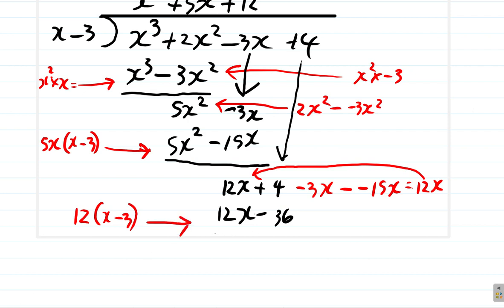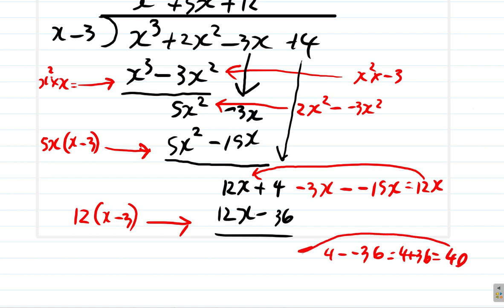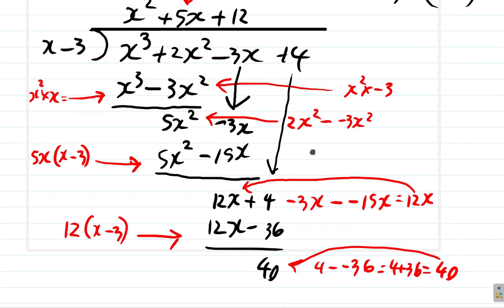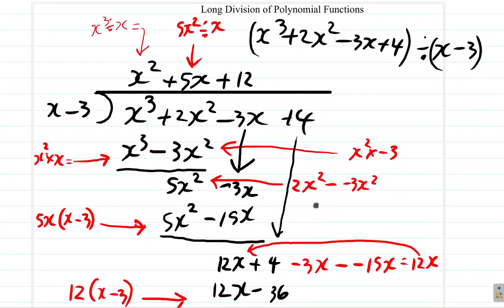Now, 12x minus 12x is 0. 4 minus negative 36. 4 minus negative 36 is going to be 4 plus 36 equals 40. And that 40 will go right there. So that's that for what we have there. Alright?